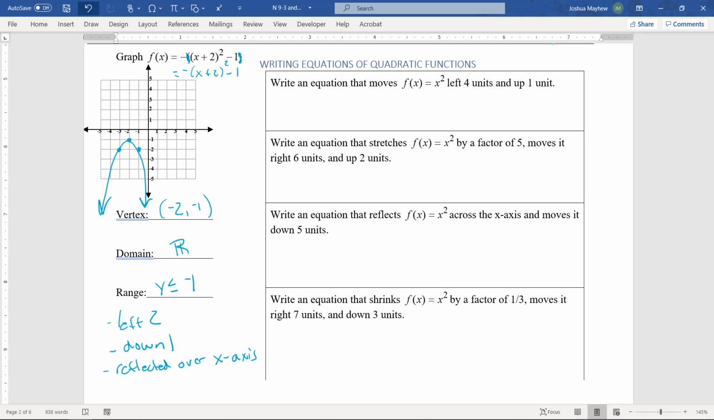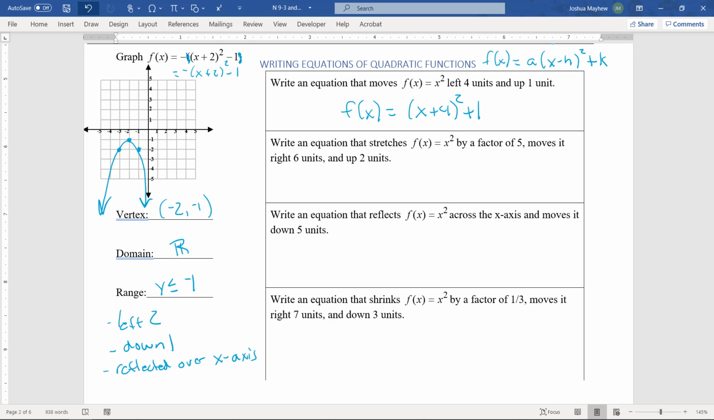So these next examples say writing equations of quadratic functions. The directions say write an equation that moves x squared left 4 units, up 1 unit. Okay, so you can kind of use your formula here. H moves it left or right, K moves it up or down, A stretches or compresses it, and also reflects it. So if it's moving left 4, there's going to be parentheses. It's going to be opposite, up 1, looks like that.